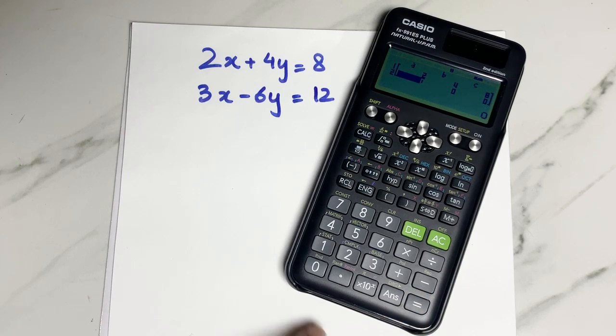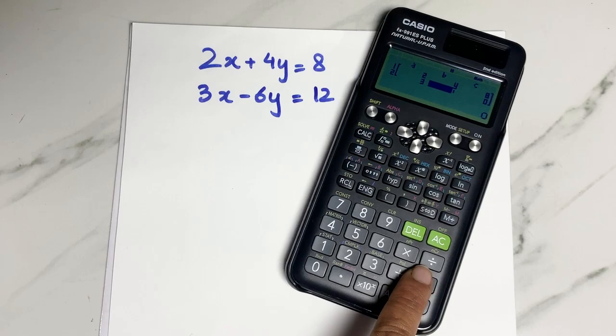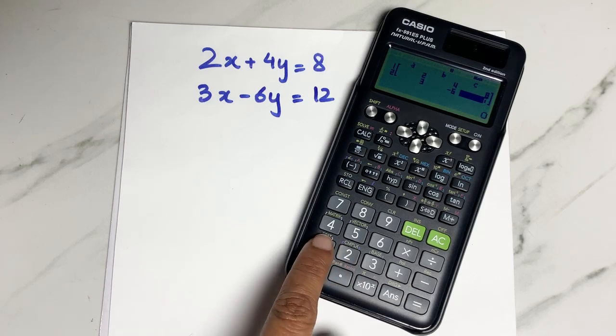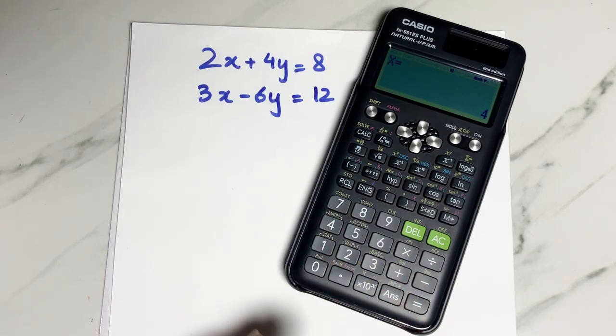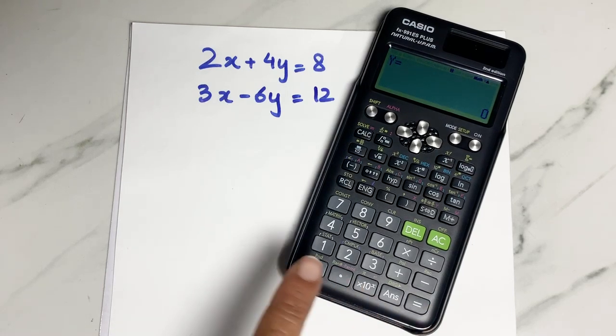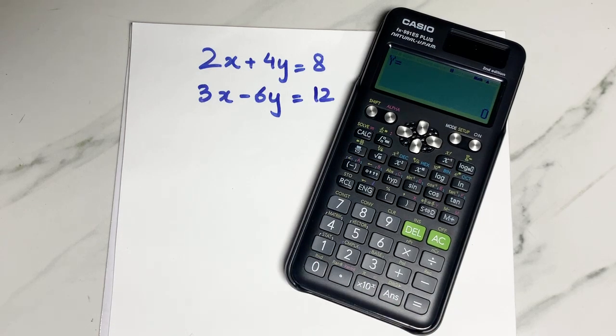Now my second equation is 3x minus 6y is equal to 12. So I will press 3, then the equal to sign, now minus 6 and the equal to sign. Now I will press 12 and the equal to sign, and after this I will press the equal to sign again. So I will get my answer: x is equal to 4 and y is equal to 0.